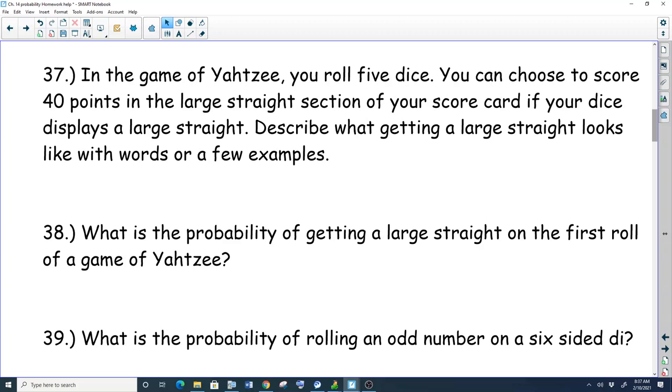Do you remember large straight in order? Do you remember Logan? Do you remember Stevie? Do you remember getting a large straight, Brecklin? What's getting a large straight again? Yeah! And then is there another way you could get a large straight? What's the other way? Nice. 2, 3, 4, 5, 6.